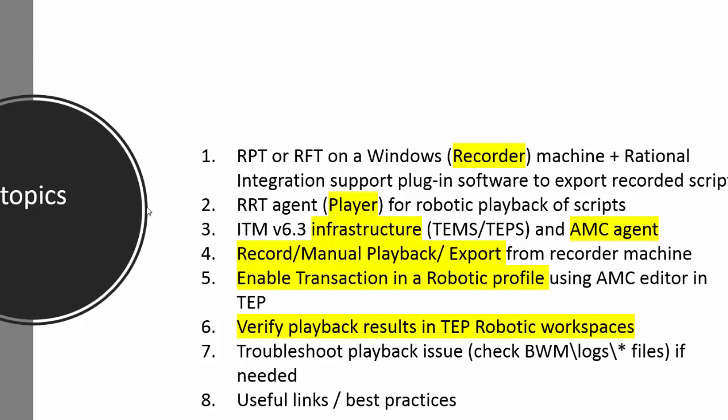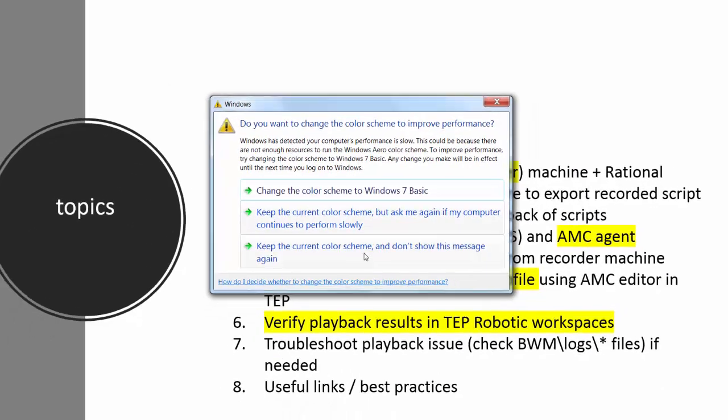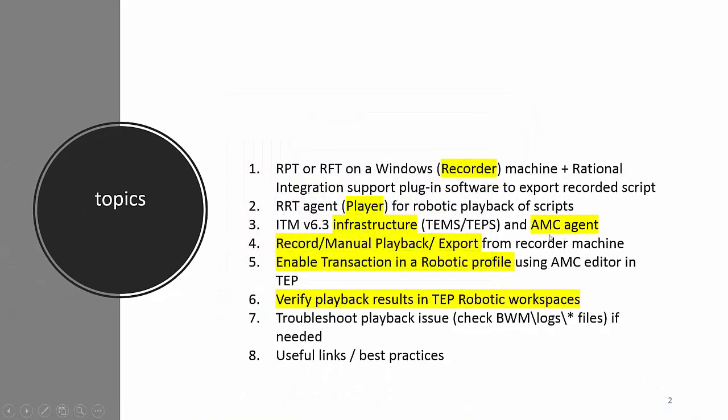The second element that you need to have is a robotic response time, or RRT agent. We call that a player machine, on which you are going to play back robotically your scripts. Of course, you need an IBM Tivoli Monitoring version 6.3 infrastructure in place with mainly the TEMS, the TEPS, and also the AMC or Application Management Console agent coming with the ITCAM for Transaction product as well.